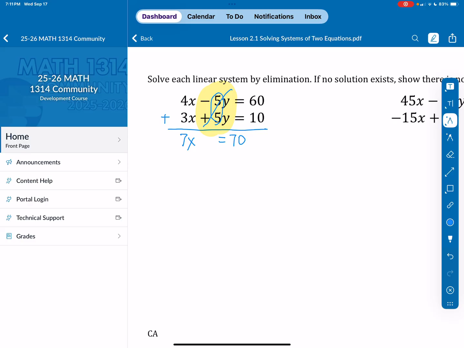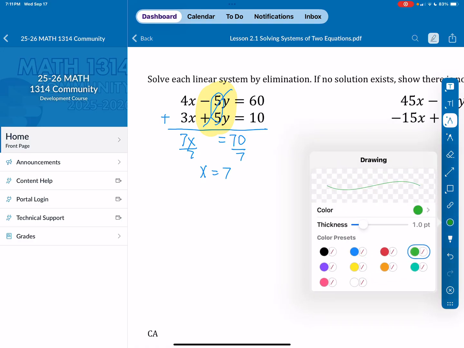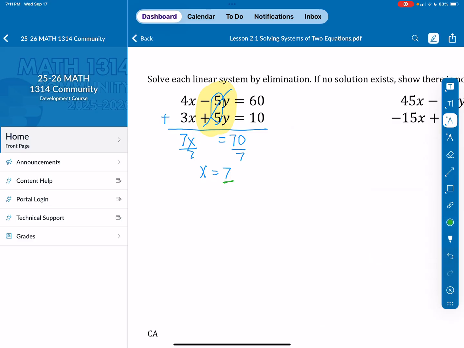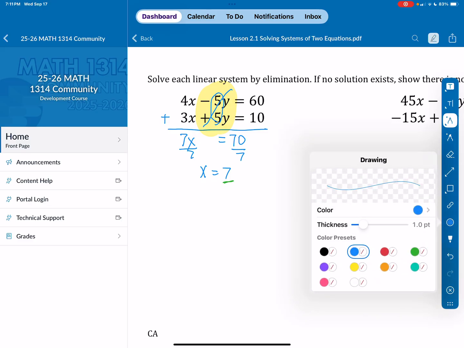Now this is why I like elimination so well, because once you're to this point, you just solve it for your variable. So we find out that x equals 7. Then we plug it into either equation. It doesn't matter which one. And we solve it for our other variable. So I'm going to use this 7 here, and I'm going to use the first equation.